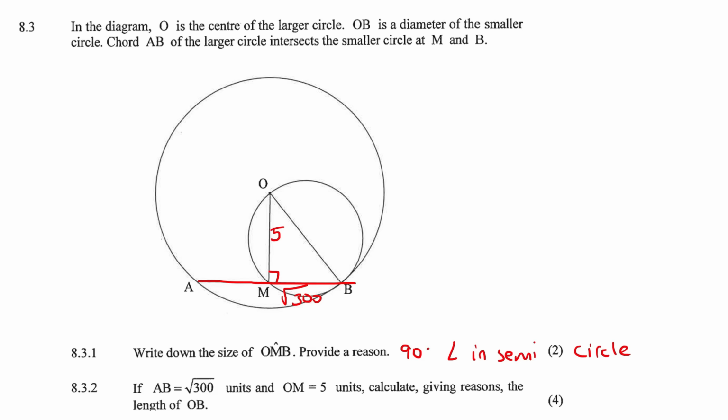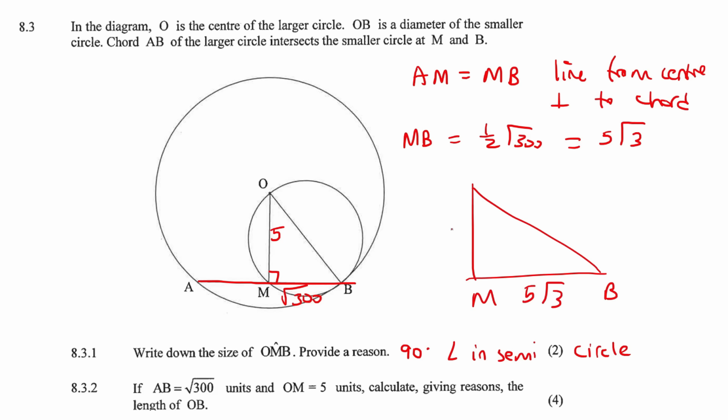So now we have a triangle that looks like this. MB with 5 root 3, 5, and they just want us to calculate OB, Pythagoras. And so we can just say that OB squared is going to be OM squared plus MB squared. And so OB squared is going to be OM squared plus MB, which is 5 root 3 squared. And so OB squared is going to be 100. Take the square root. OB is 10 units.